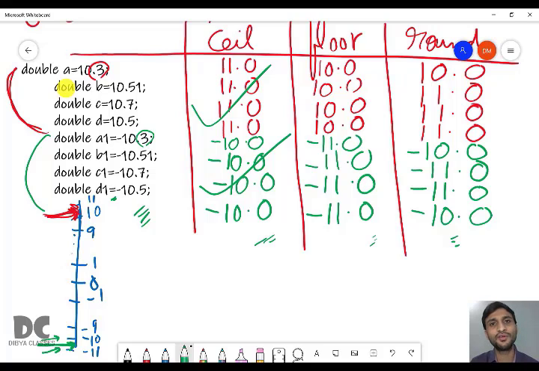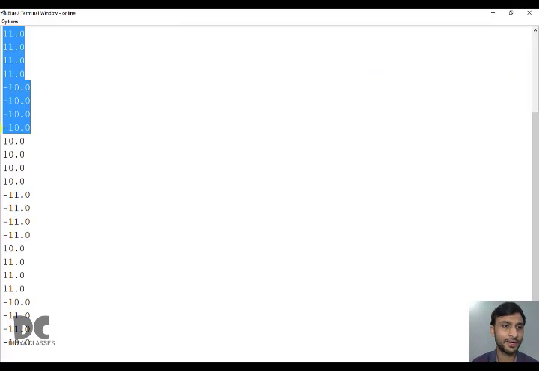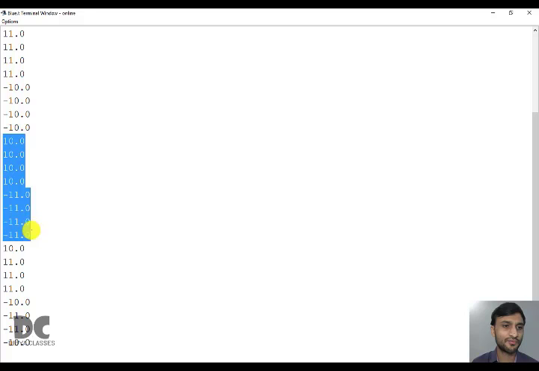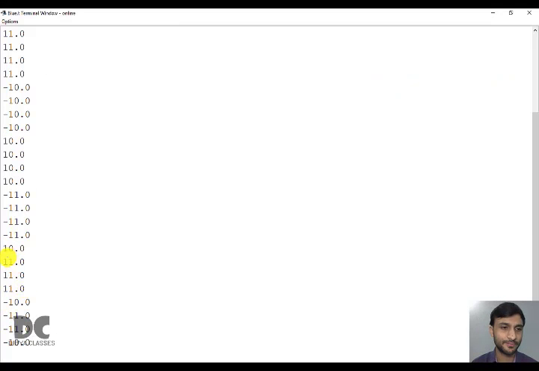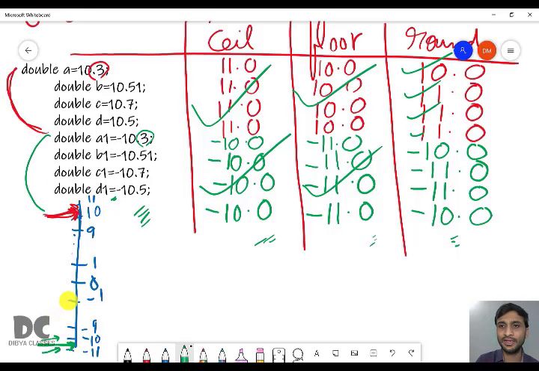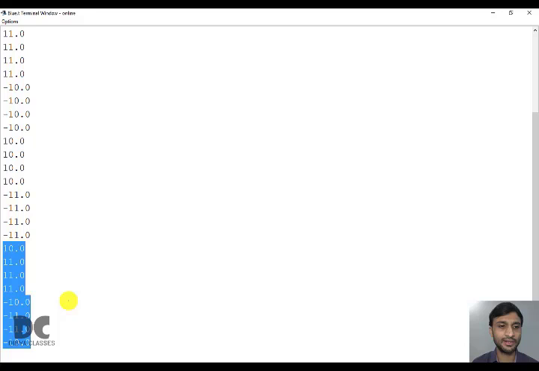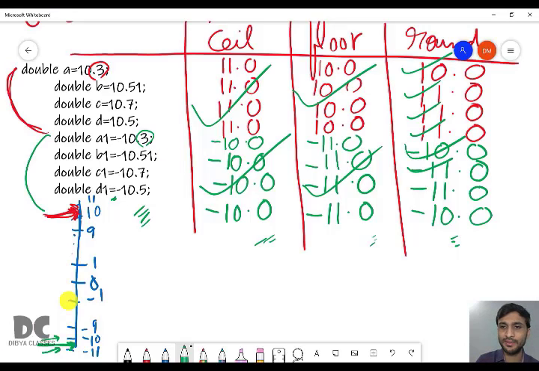After solving, you can also write the program on your computer and check if what you have solved is correct or not. Similarly, for Math.floor, we have 10 four times and minus 11 four times. Again, we have solved it correctly. For round, we have 10, 11, 11, 11, 10, 11, 11, 11, and minus 10, minus 11, minus 11, minus 10, and so on. Means whatever we have solved is perfectly correct.